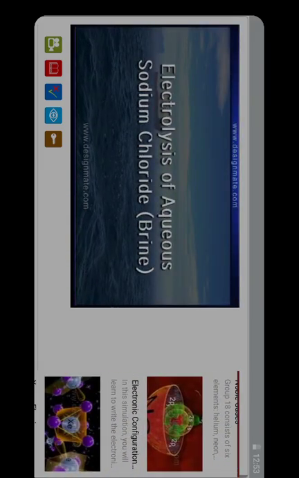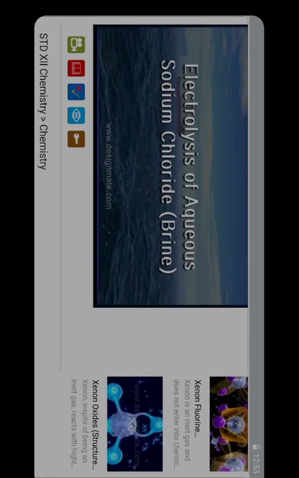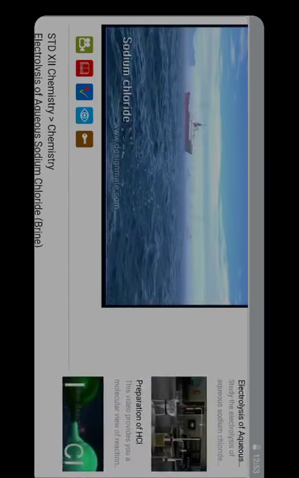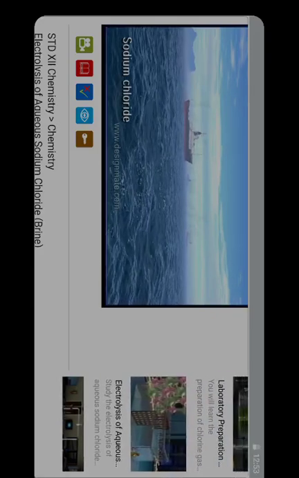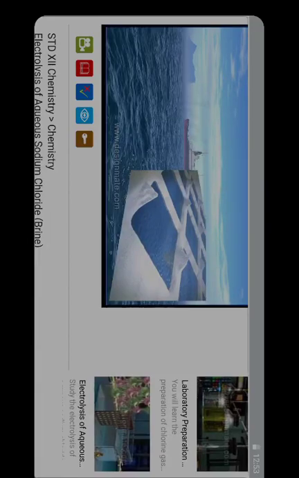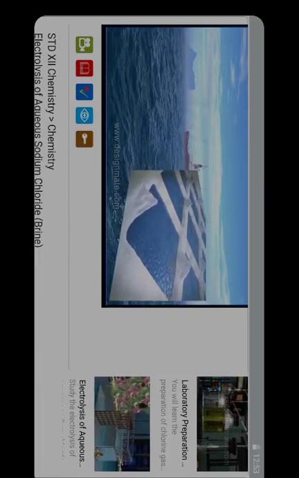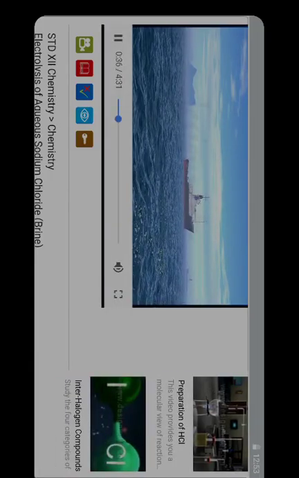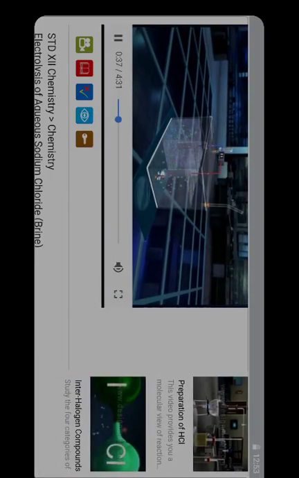Electrolysis of aqueous sodium chloride, brine. Sodium chloride, or sea salt as it is commonly called, is readily available to us in plenty, dissolved in sea and ocean water as brine. Let us study the electrolysis of a saturated brine solution in the virtual lab and the important products formed therein.